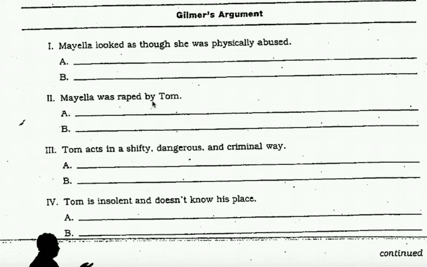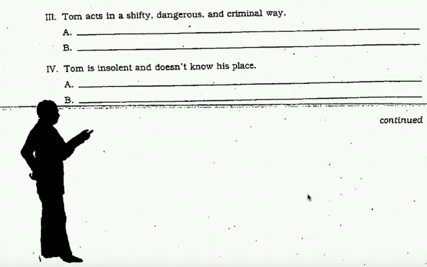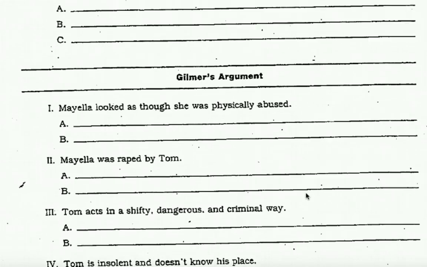Mayella was raped by Tom. What supporting evidence is there for that? Tom acts in a shifty, dangerous, and criminal way. 2 things to support that. And then Tom is insolent and doesn't know his place. What are 2 facts to support that idea? Okay. And then you have reached the end of your organizer.